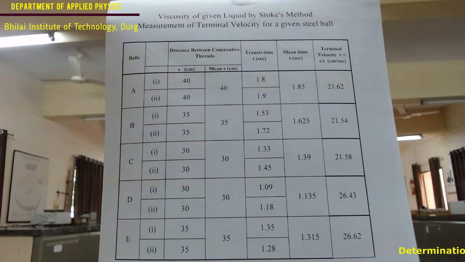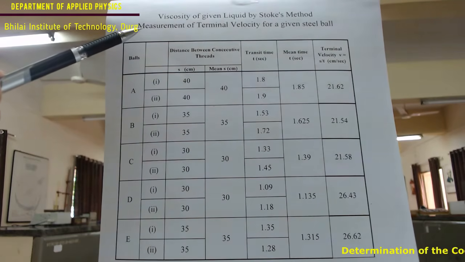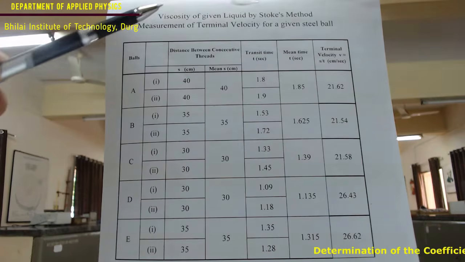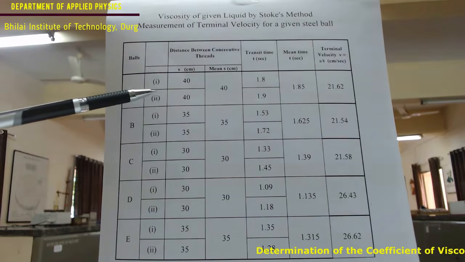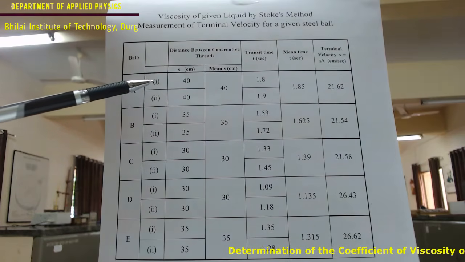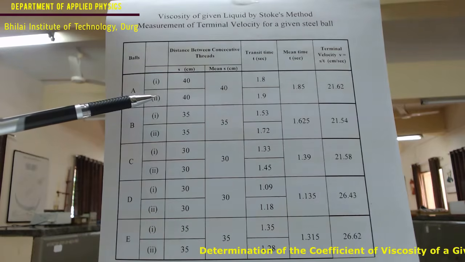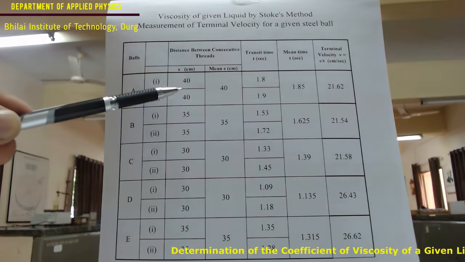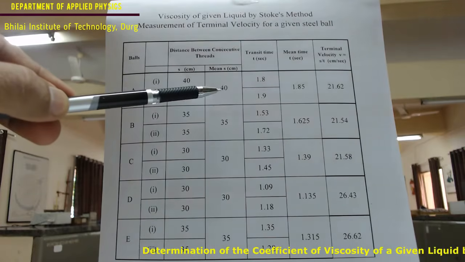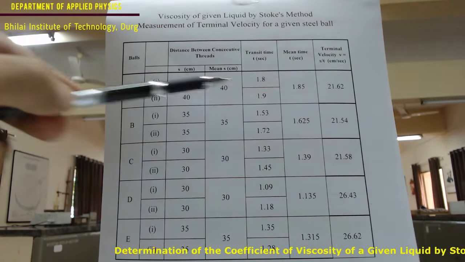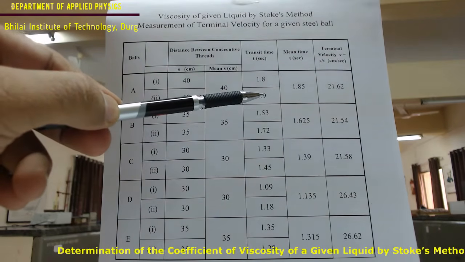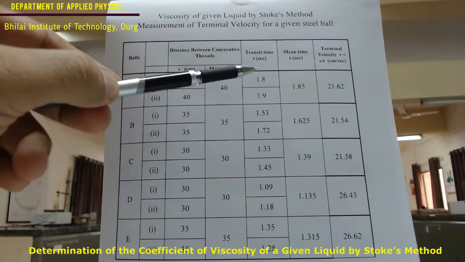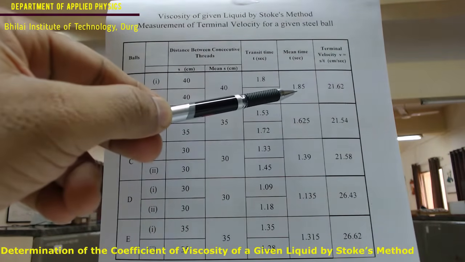So let us see the readings. This is the first table, and it is for the measurement of terminal velocity of a given steel ball. So ball number A, and we have taken two distances, the distance between the first and second mark and between the second and third mark. The distance has been kept equal, that is 40 centimeter. So the mean distance becomes equal to 40 centimeter. For the first, the time was 1.8 seconds. For the second, it is 1.90 second. So the average of these two becomes 1.85 second.